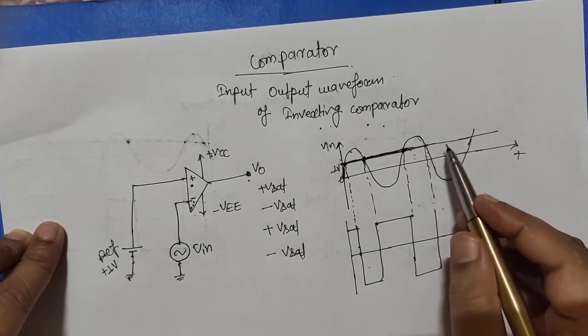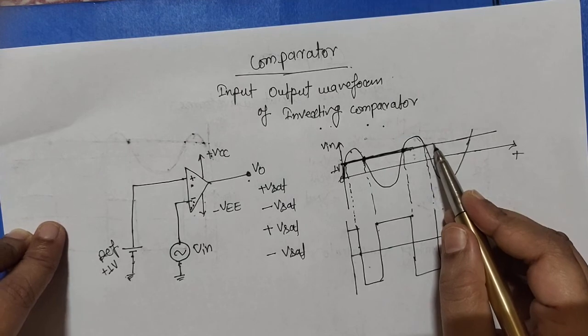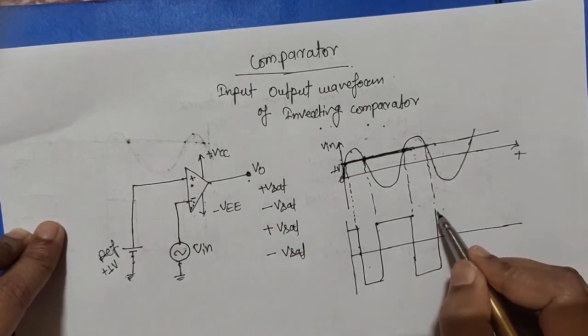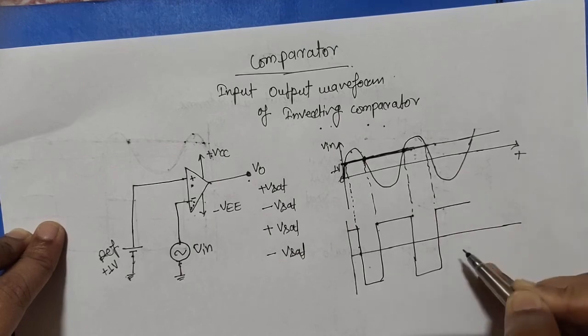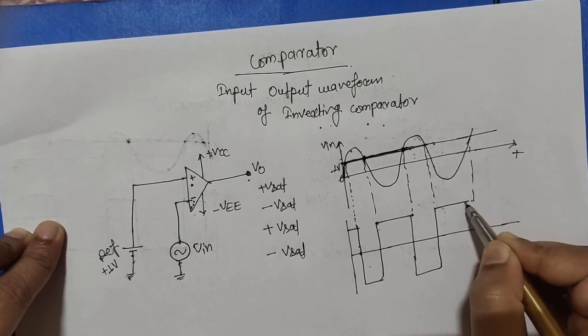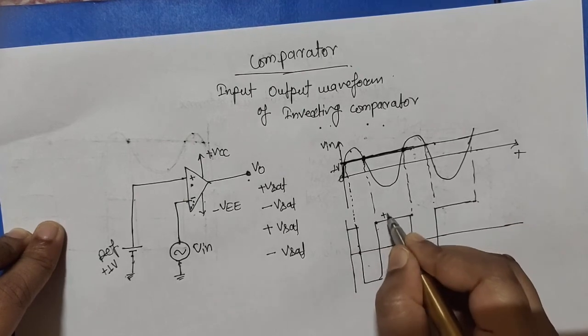After this point the reference signal is again greater than this input voltage, and the reference signal is applied to the positive terminal. Likewise we will get plus Vsat. This is the plus Vsat.